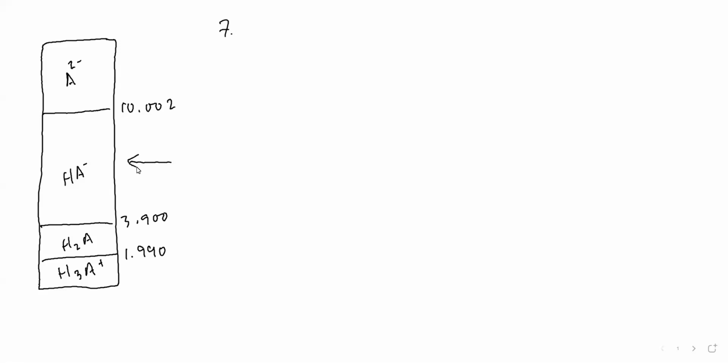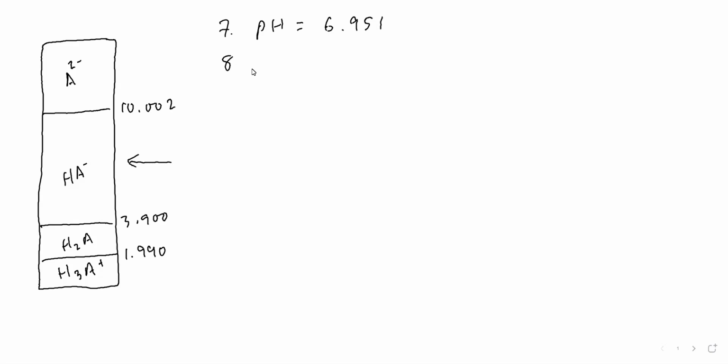right? And so we can see that it lies between pKa2 and pKa3, so our pH is going to be halfway between those two pKa values. And when you do the math, 1/2 of parentheses 3.9 plus 10.002, you get 6.951.